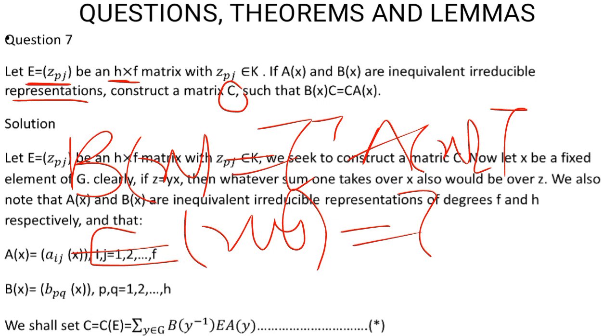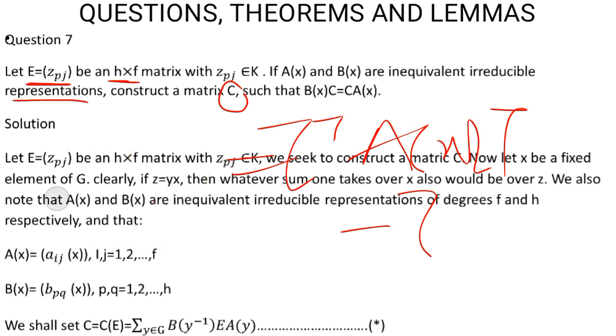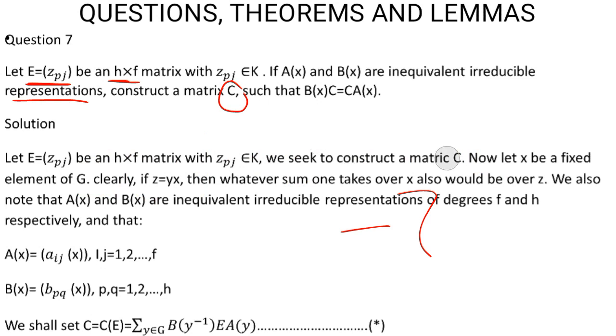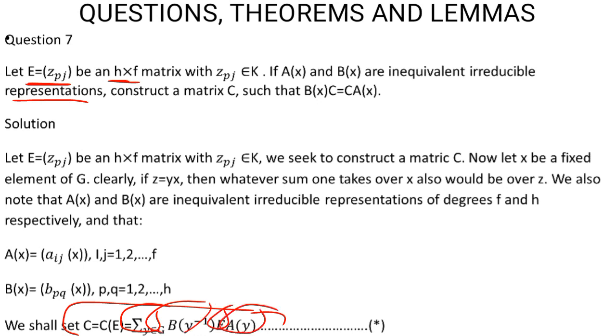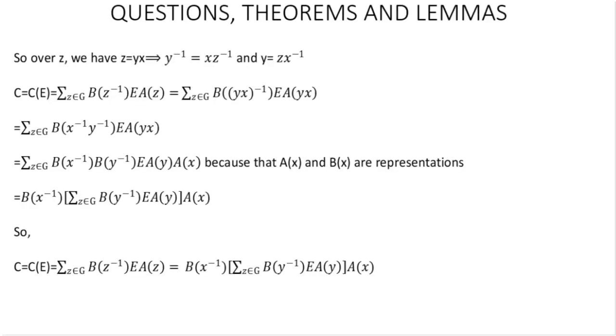And with that knowledge, we want to see how, if we set our C to be this value here, what will happen? So we set C to be the sum over Y, elements of Y in G, of B, Y inverse. There's an E here and a Y. Don't worry, as we continue, you will see why it actually turns out to be the best value for C. Let's see if that will be true.